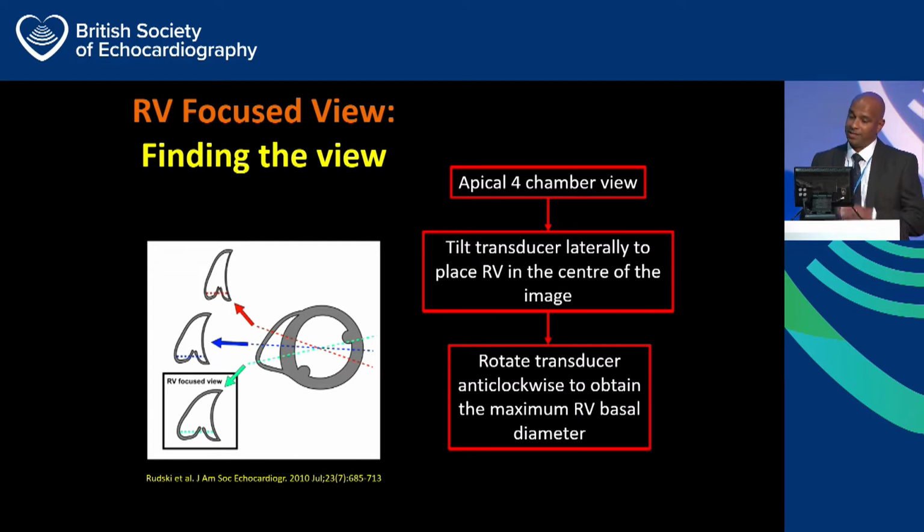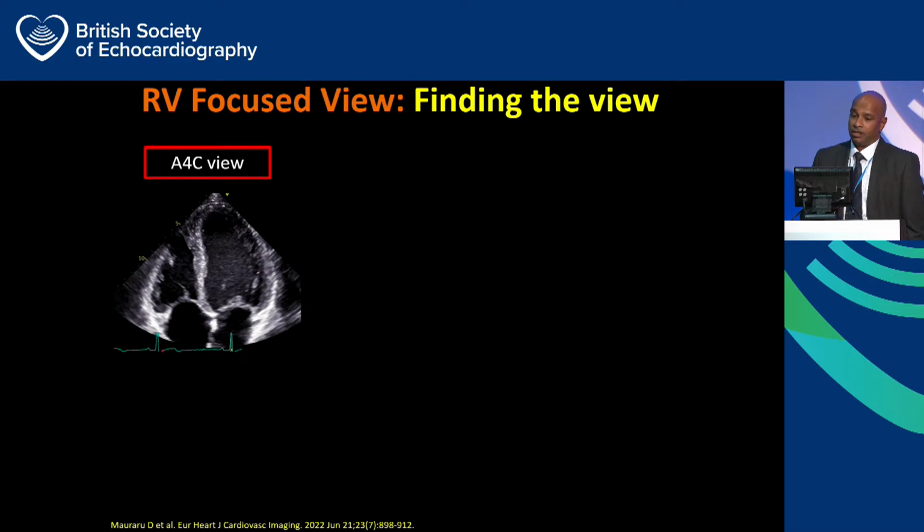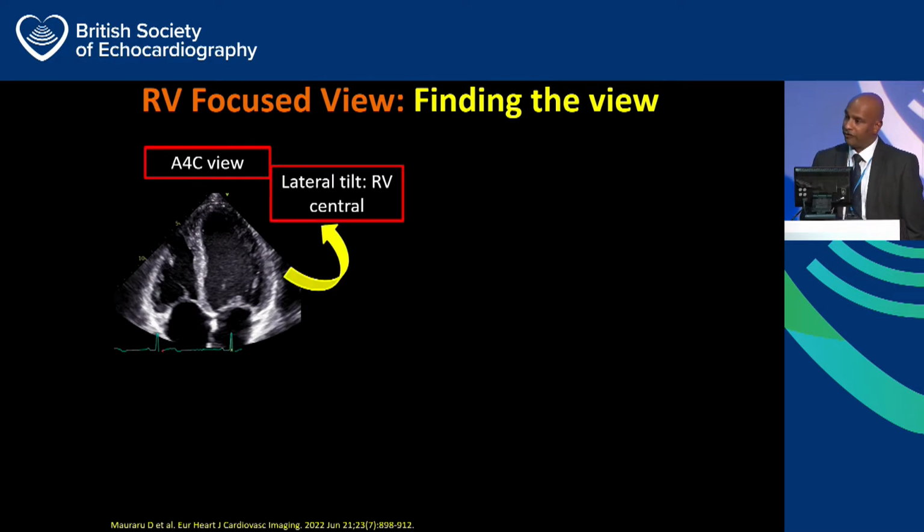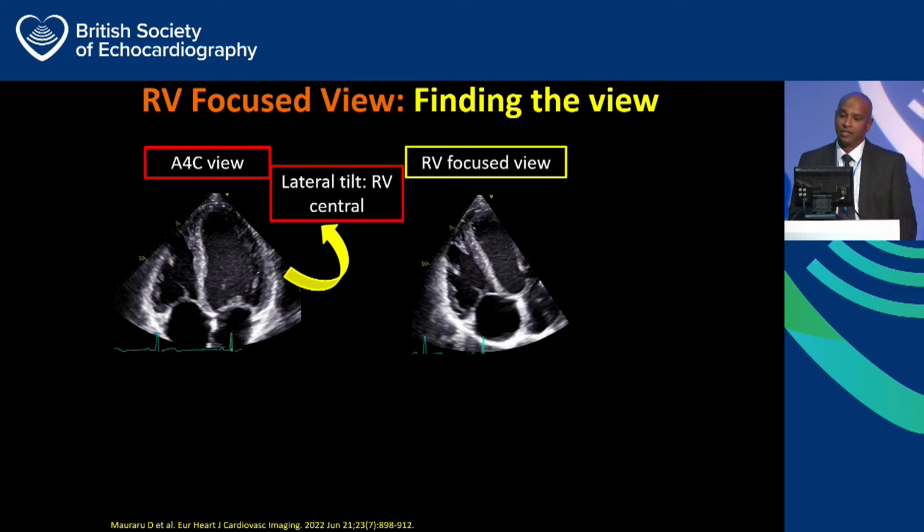We then rotate the probe anti-clockwise, and that will bring us towards that green dashed plane, and so we'll get the maximum RV basal diameter. So if we take the 4-chamber view, tilt laterally, the RV comes to the center, rotate anti-clockwise, and that will give us our RV focus view.